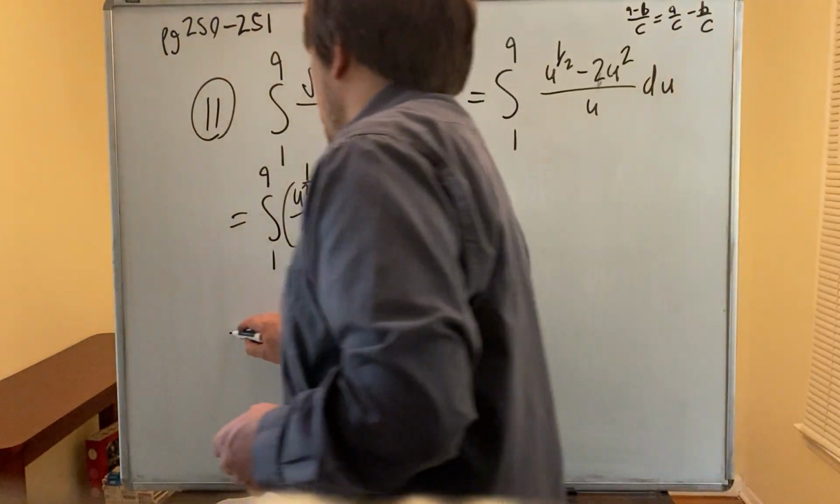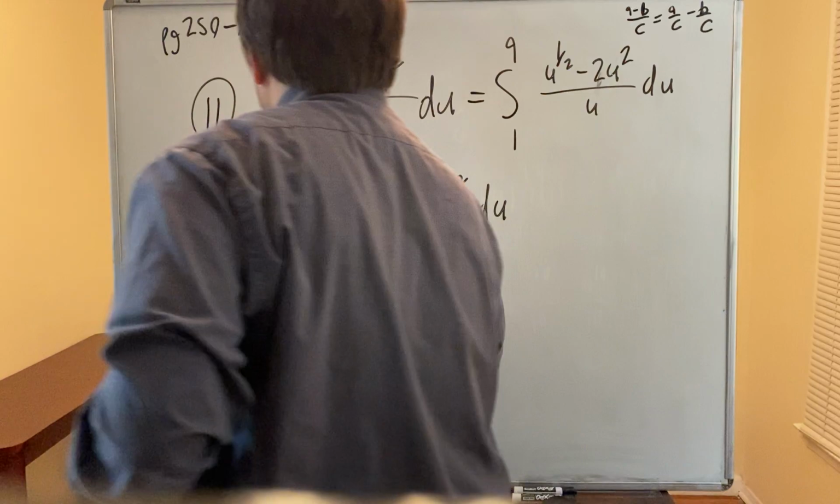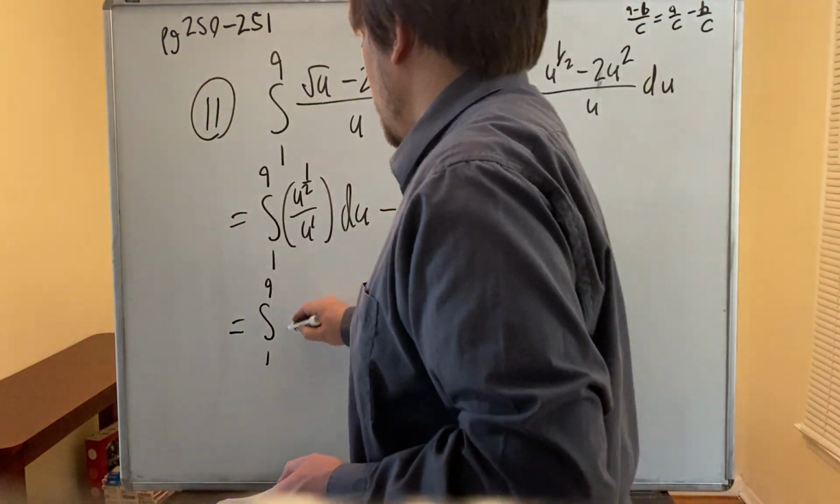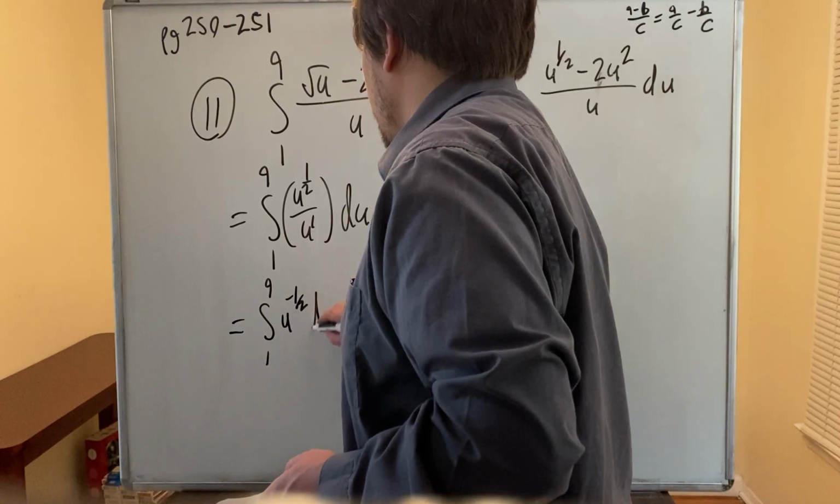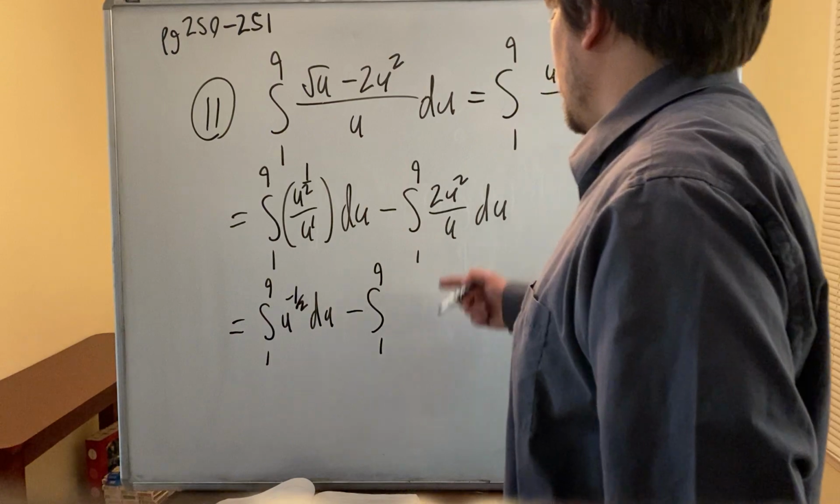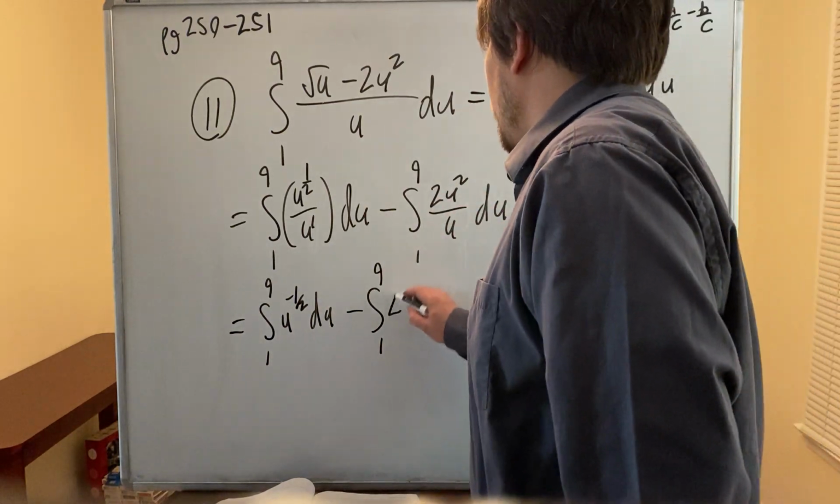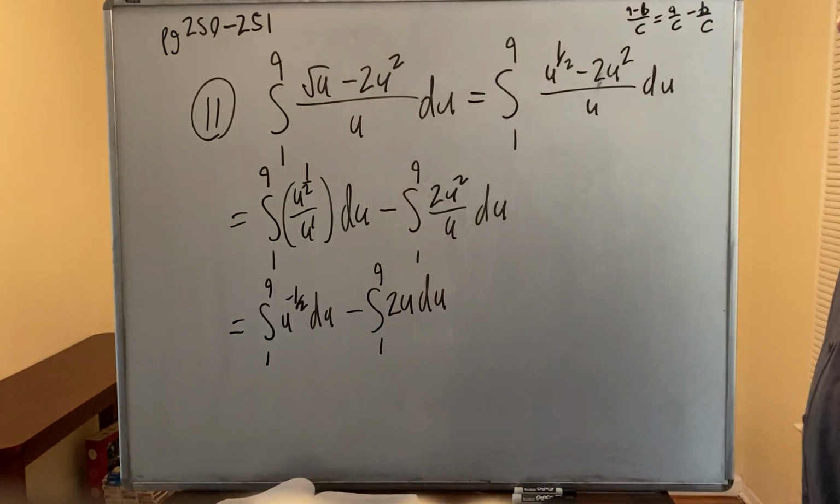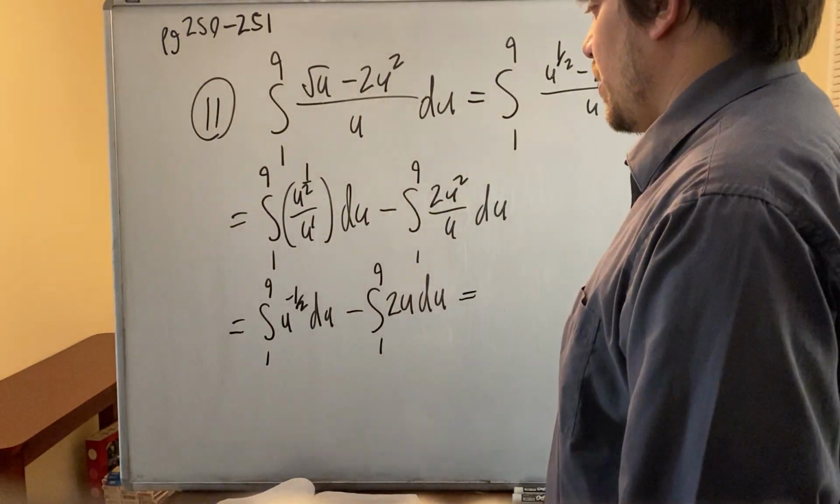Okay, and so now this is equal to u to the 1/2 divided by u to the first, which is u to the 1/2 minus 1. That's u to the negative 1/2, du. Minus the definite integral from 1 to 9. 2u squared over u is 2u, du.